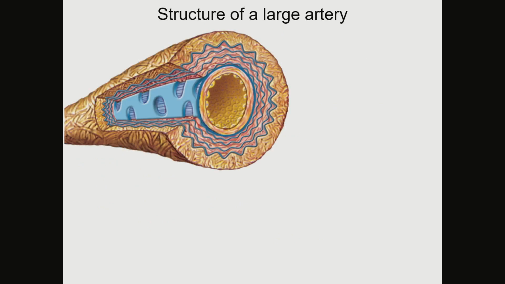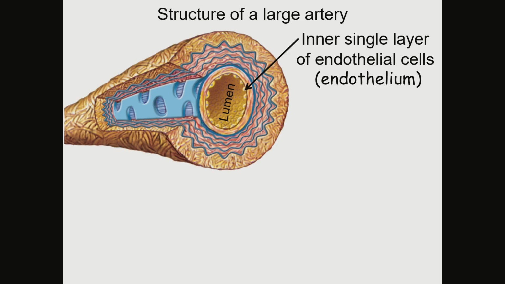So here's our structure of a large artery, okay? We know that all of our blood vessels are lined with a layer of endothelium. That is part of the tunica intima, right? Okay.